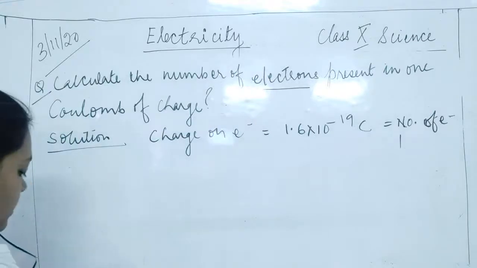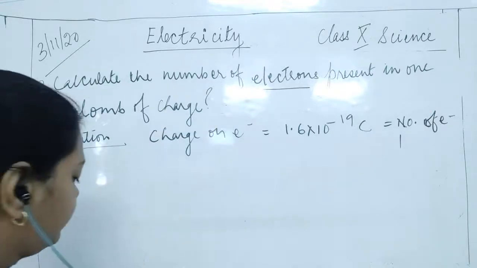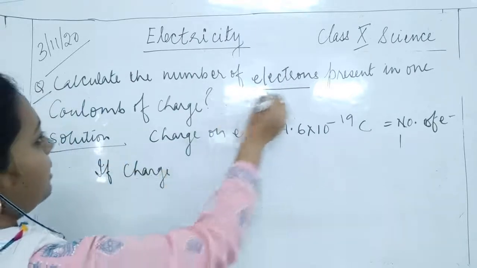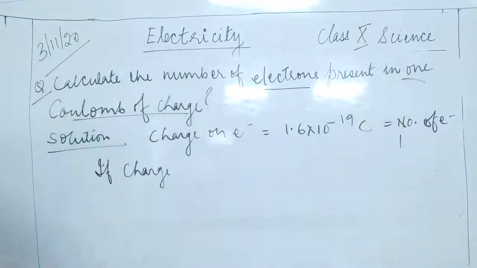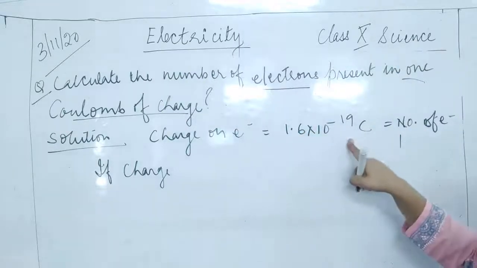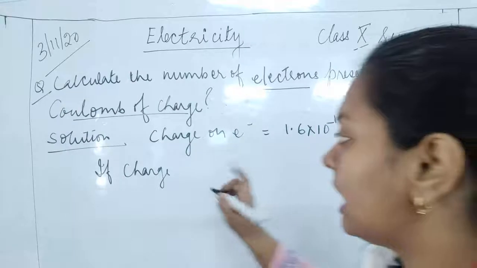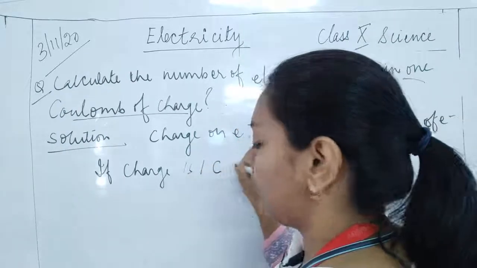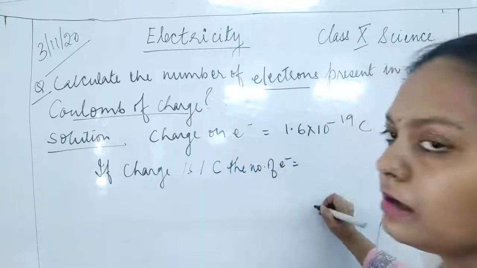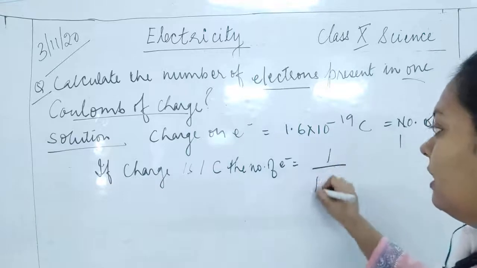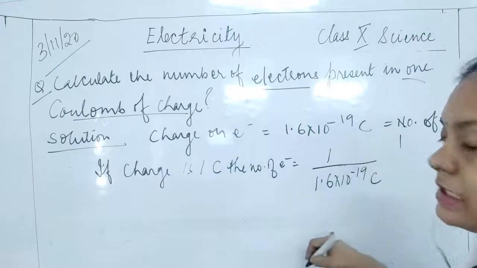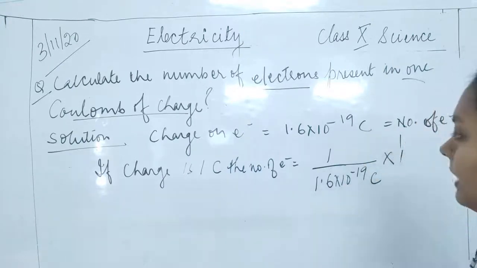So how much is the charge on one electron? So if the charge is 1 coulomb, here it is asking how many electrons there will be for 1 coulomb of charge. We said 1.6 into 10 to the power minus 19 coulomb means 1 electron. Now if the charge is 1 coulomb, then how many electrons will there be? You know this, the unitary method: 1 upon 1.6 into 10 to the power minus 19 coulomb. Now for how many charges do we have to find it? For 1 charge, multiplied by 1.